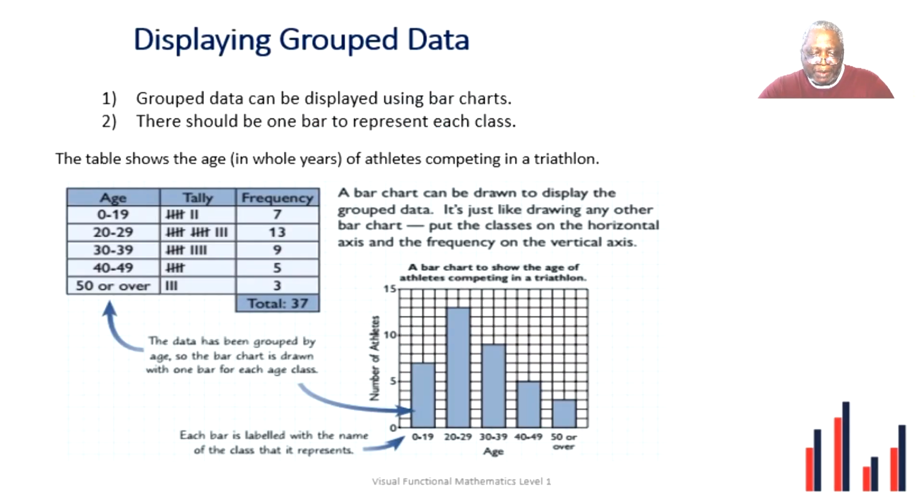Group data can be displayed using bar charts. There should be one bar to represent each class. I've explained that already. And here's the example. So you have a group of people aged between 0 to 19, 20 to 29, right up to 40 to 49, and then 50 and over. And your frequency ranges from 7, 13, 19, 5, and 3, totaling 37. Check it. On the right is the bar chart.